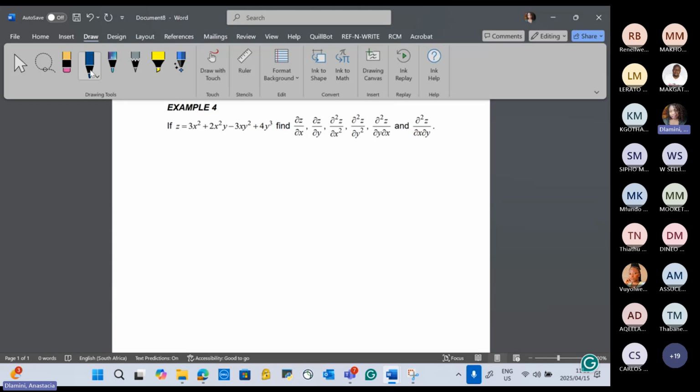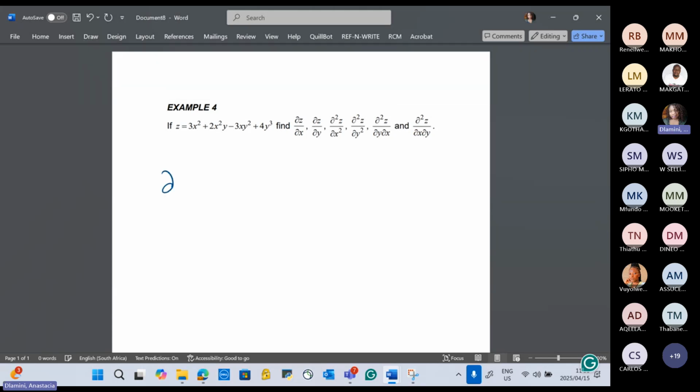Now they want this one, the partials. So which one do we need? Which is the first order partial derivative we need for this one? The partial z with respect to y, partial z over partial y. Yes, partial z over partial y.